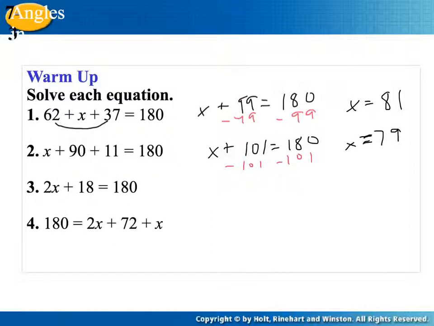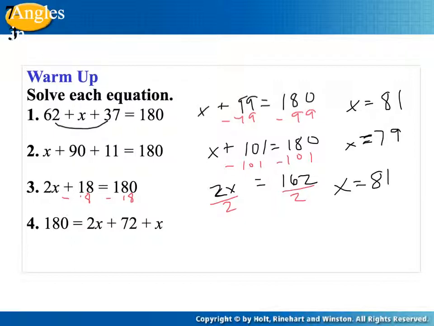Third one is a two-step equation. We have 2x plus 18 is equal to 180. Subtract 18 on each side. Okay, then we get 2x equals 162. Remember, how do you get rid of that 2? Divide by 2 on each side. x is equal to 81.